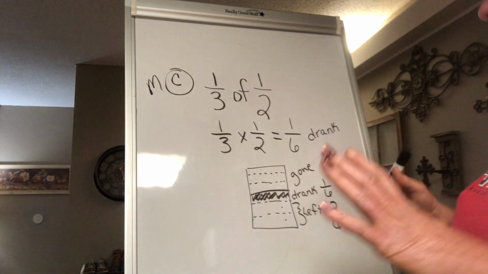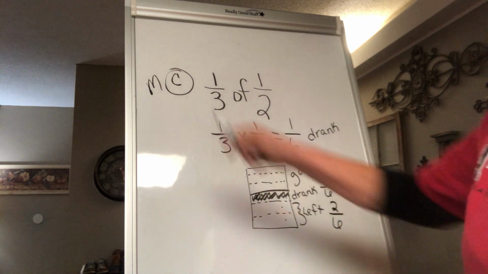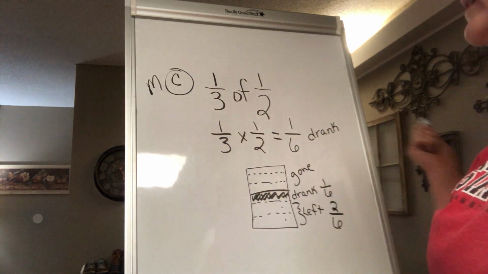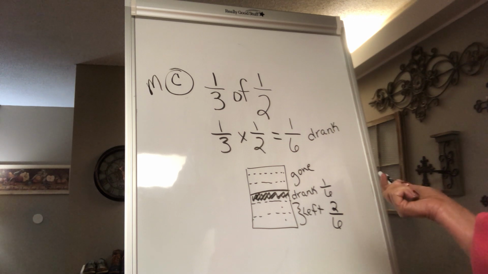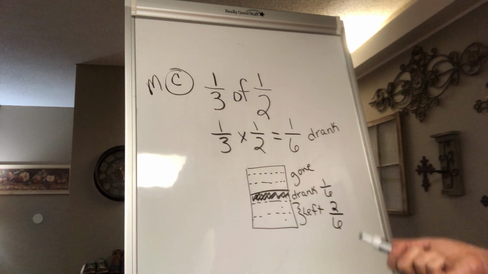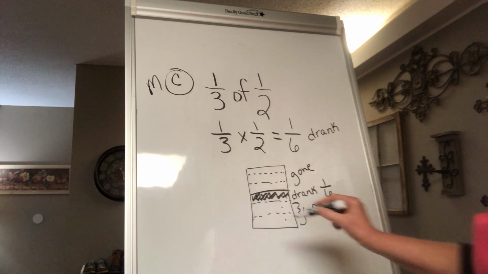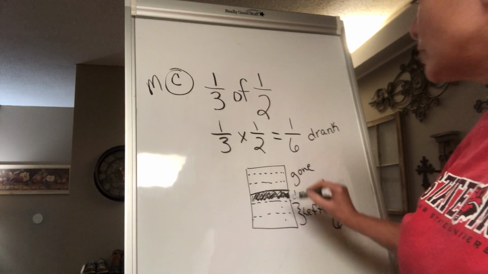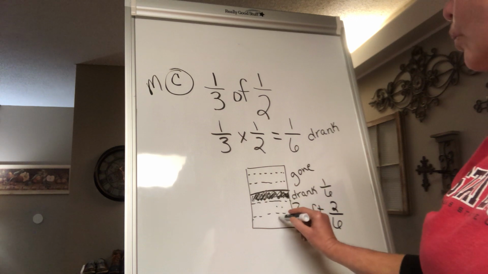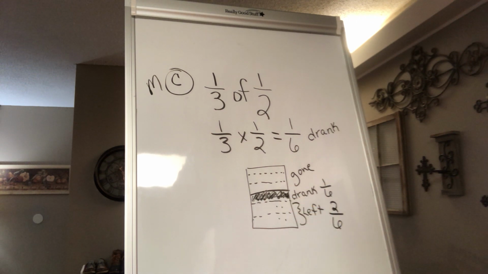So, on this one, we did multiply, and that worked out for us. But then we also had to subtract, didn't we? We had to take out what he drank to see actually what he had left.